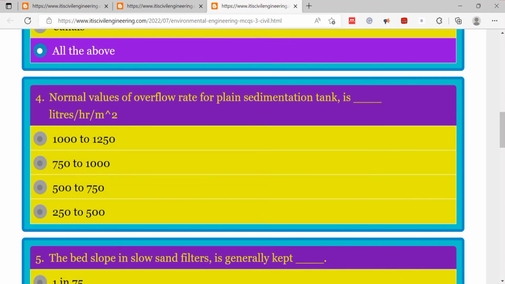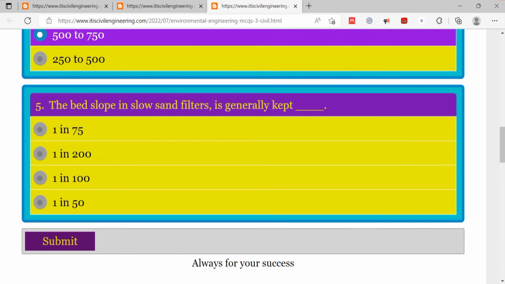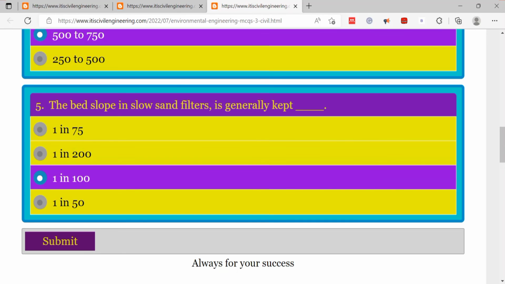Normal values of the overflow rate for the plain sedimentation tank is dash in liters per hour per meter square. So for the plain sedimentation tank, the overflow rate is 500 to 750 liters per hour per meter square. The bed slope in slow sand filters is generally kept as 1 in 100. The slope in case of the slow sand filters is 1 in 100.